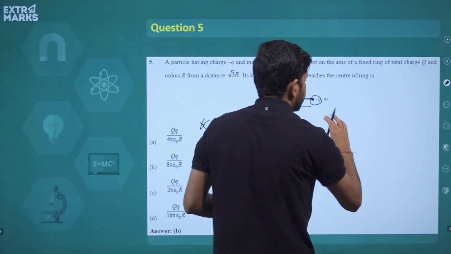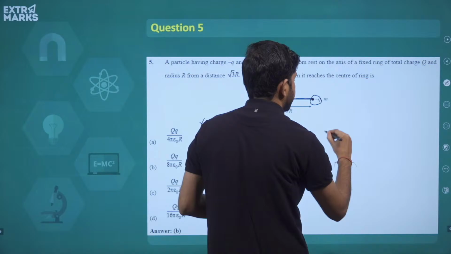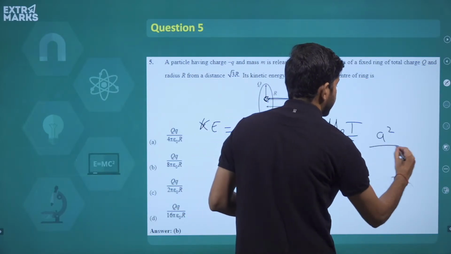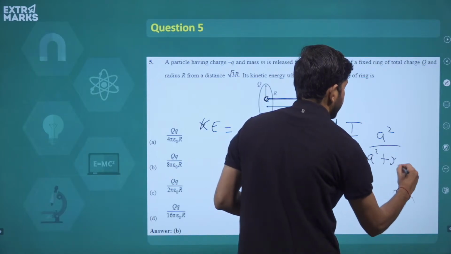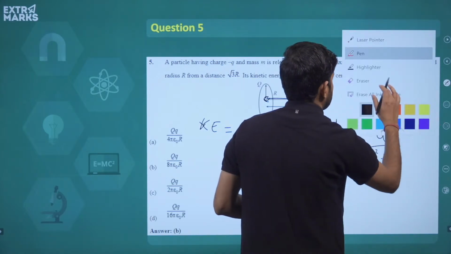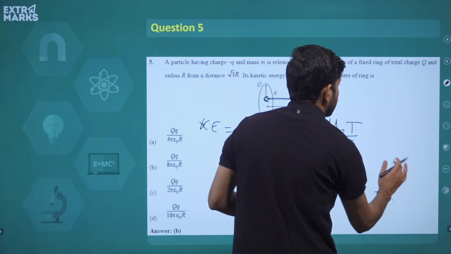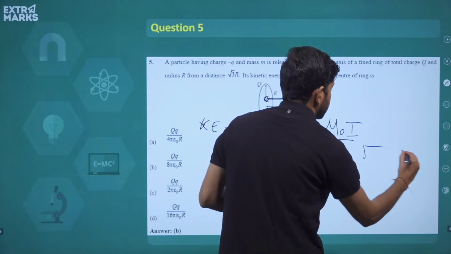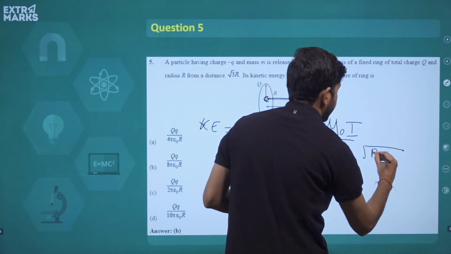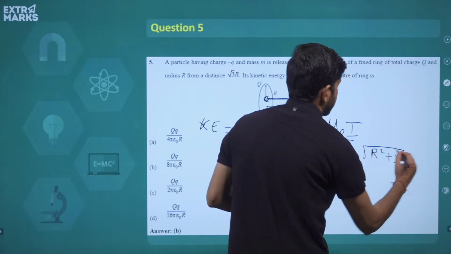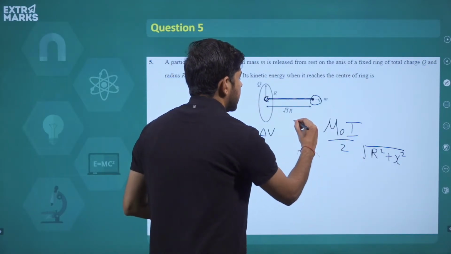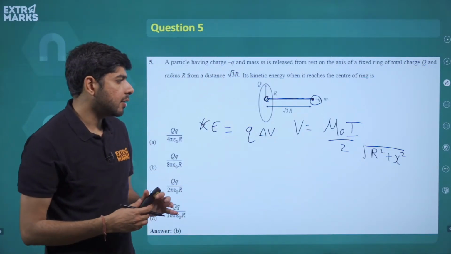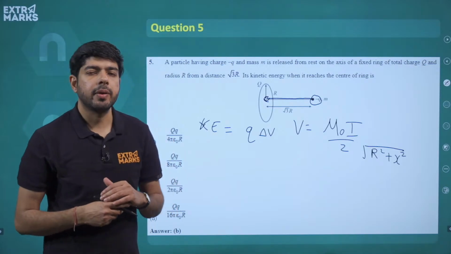Okay, let me write the formula here. That is the formula for the potential. So it is mu naught I divided by 2, and here we have r square divided by under root of r square plus x square, where r is the radius. That is the formula for potential at some distance x from the center. So mu naught I by 2 times r square over under root of r square plus x square. So we just apply this.